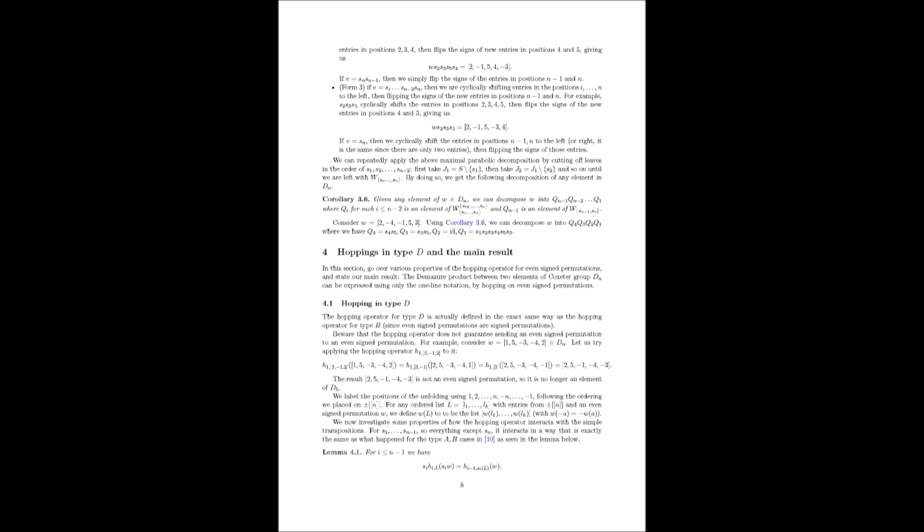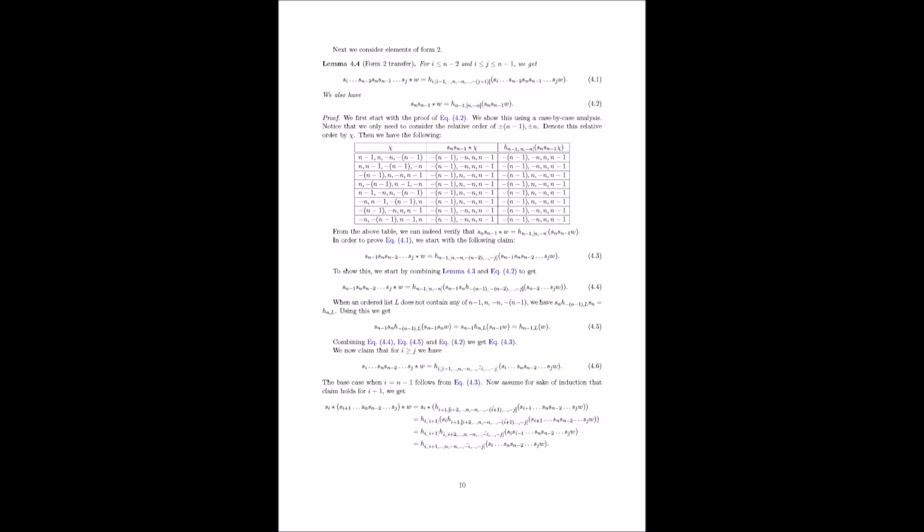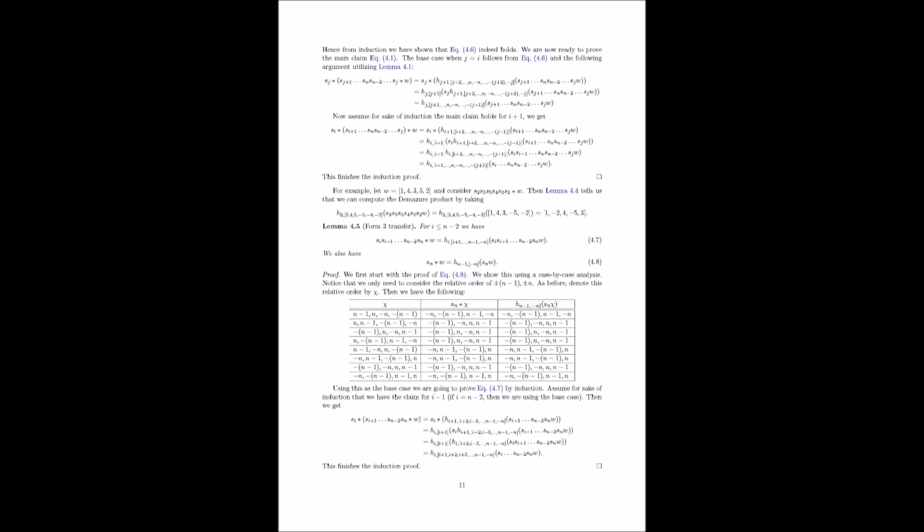Wait, so now the hopping set has both positive and negative numbers. That's right. That's because of the sign flipping action of s_n. It's like s_n is reaching across the whole permutation, affecting everything. It's powerful stuff. So how do they even prove this? Where do they start? The base case for this form is really interesting. They have to break it down even further into 2 subcases. One where j is at most i and another where j is at least i plus 1.